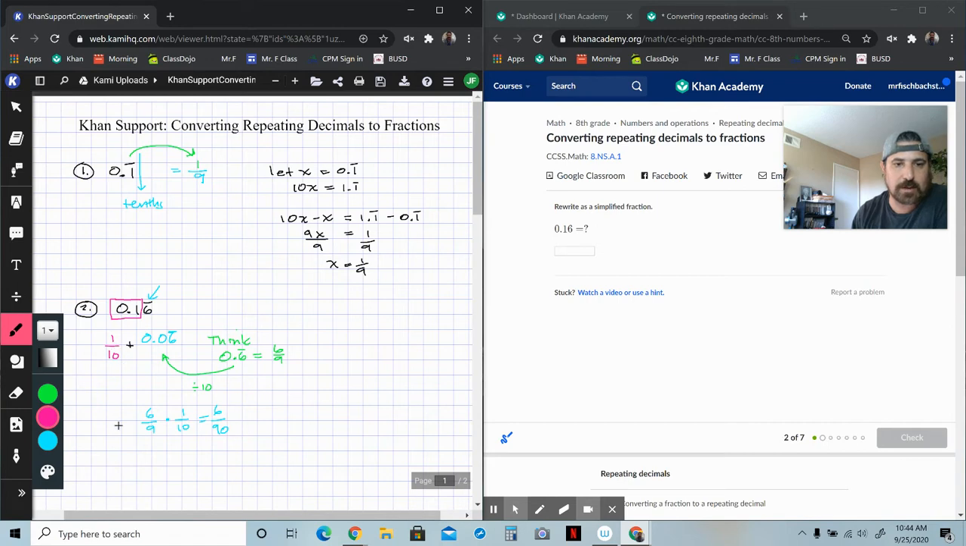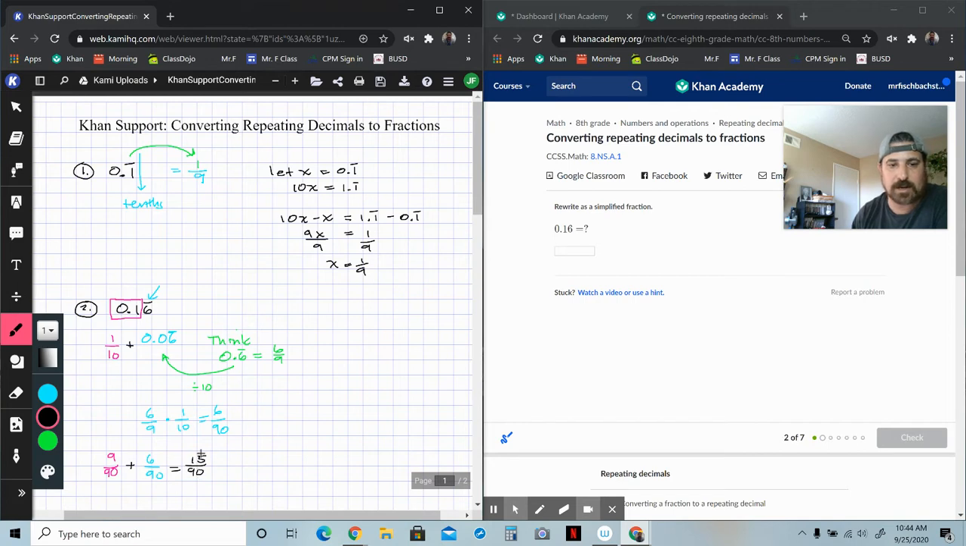So let's make a common denominator. 1/10 is the same as 9/90ths. So now you got 9/90ths, and you're adding to that the 6/90ths. And so your actual value would be 15/90ths.